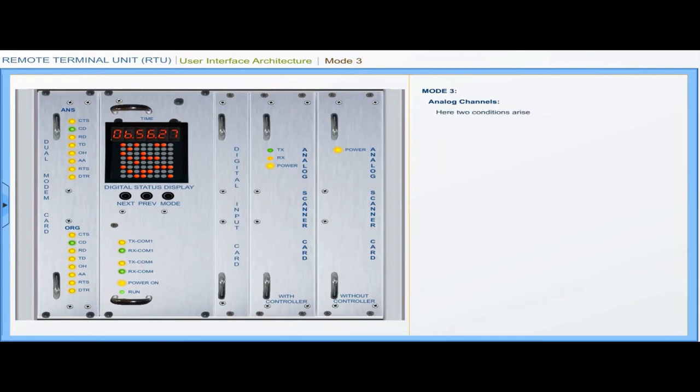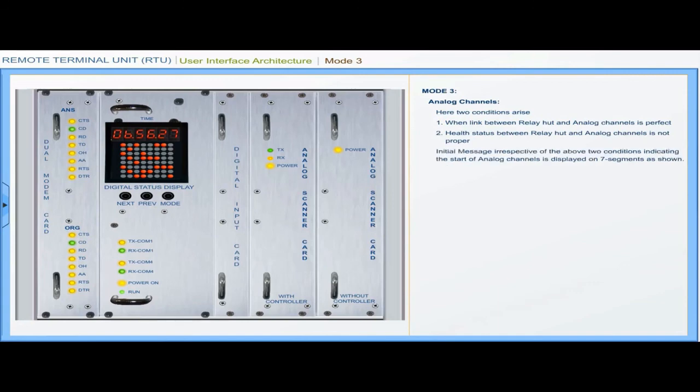Analog channels. Here, two conditions arise. When the link between relay HUT and analog channels is perfect. Or when the health status between relay HUT and analog channels is not proper. An initial message, irrespective of the above two conditions, indicating the start of analog channels is displayed on 7 segments as shown. The following data represents the number of times the mode key is to be pressed from the default screen, that is, the screen displaying time, and the number of times next and previous keys are to be pressed in that mode to view analog channel values.